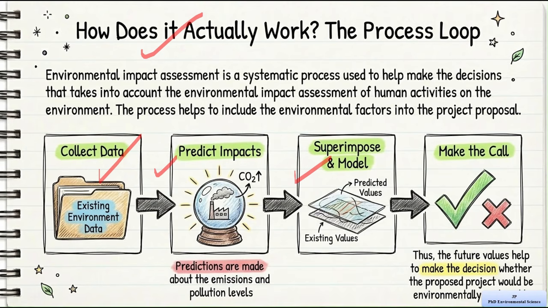Step 4, make the decision. Finally, we decide, should the project be allowed, should it be modified, or should it be rejected. The decision is based on whether the project is environmentally sustainable. Future values help to make the decision. We use predictions to decide if the project is safe for the environment.